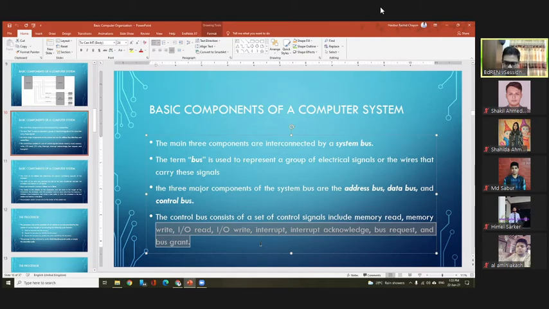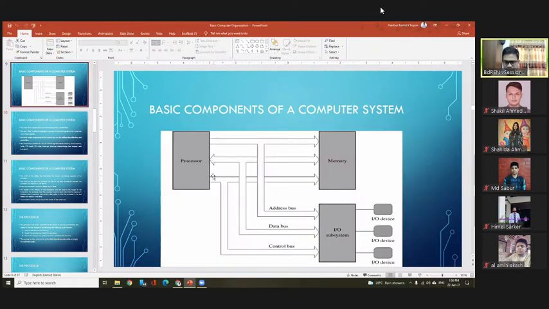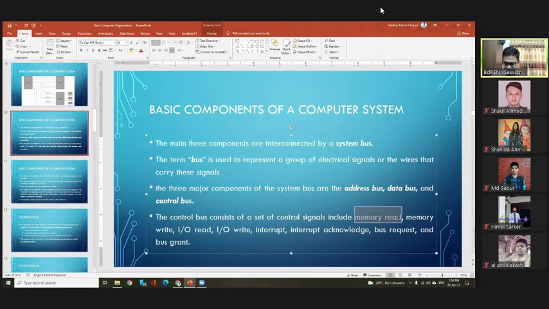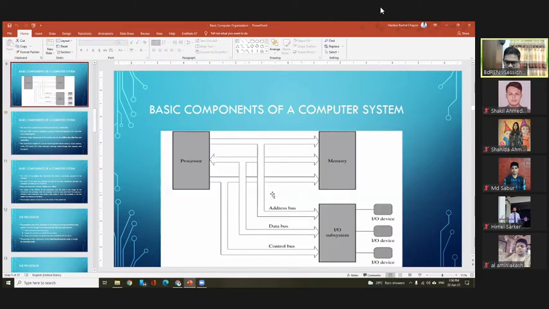For example, if you want to read from memory, let's say you want to read an instruction from the memory, then the processor gives a control signal in the control bus that it is a memory read. So the status of this execution should be memory read. Based on the control bus signal, the other parts will work. We are going to show you the step-by-step process of how we read and write from the memory.